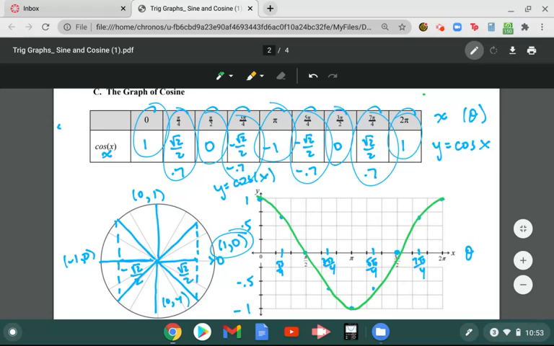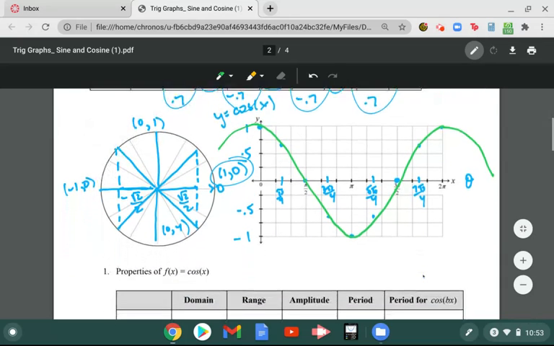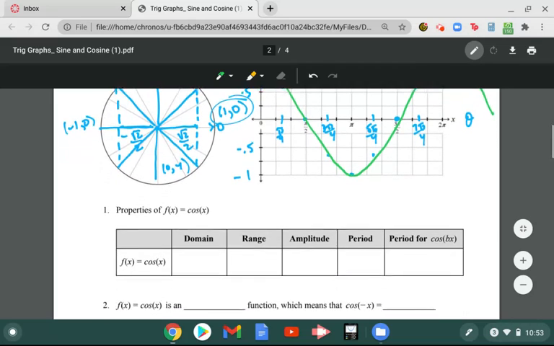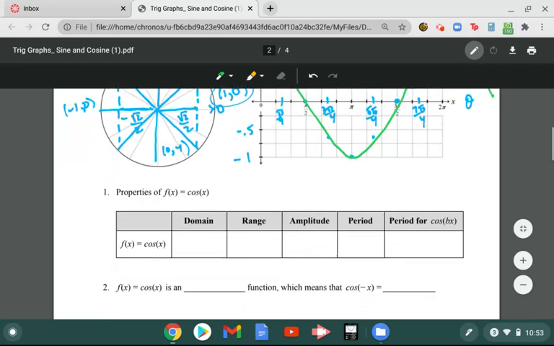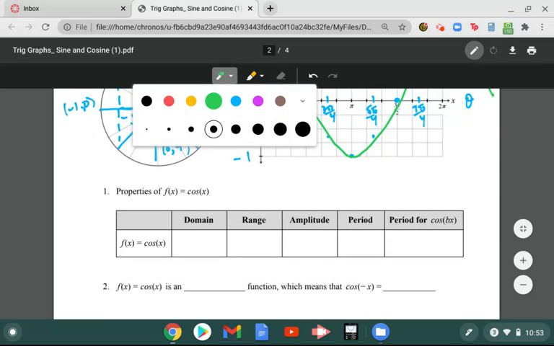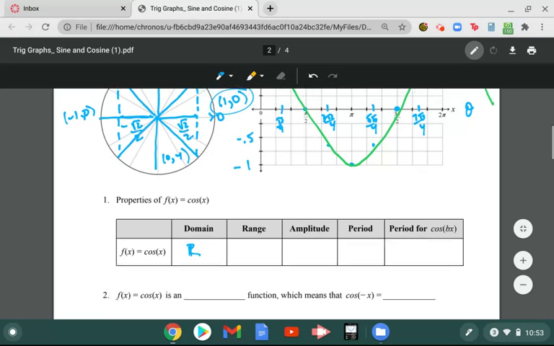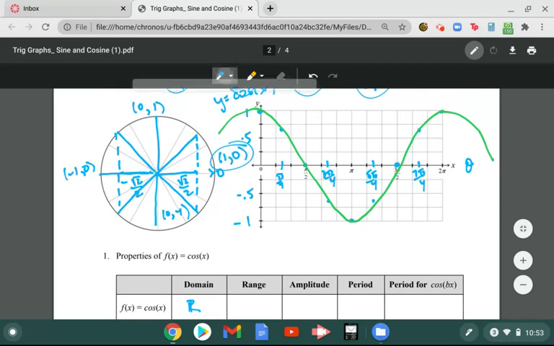This does continue. I'm just running out of real estate to continue, right? So it does continue. Let's go ahead and work through the properties of cosine. They're really similar. I can put in any angle measure, right? Small, big, negative, positive. So my domain is all real numbers, or you can say negative infinity to infinity. My range, though, is again bounded by 1 and negative 1.